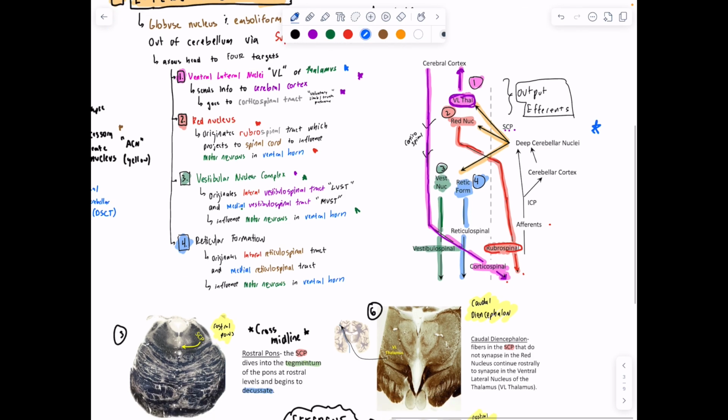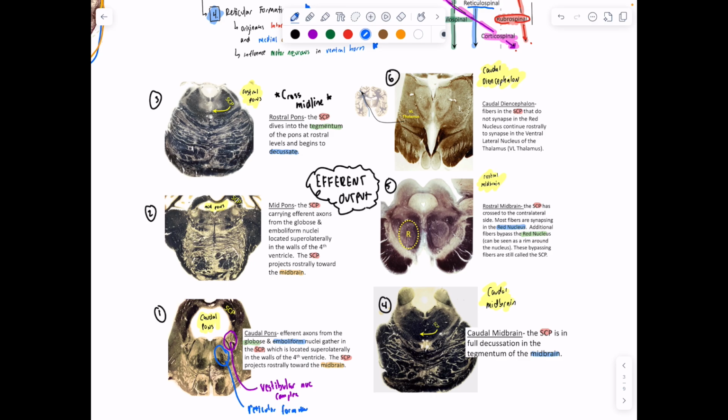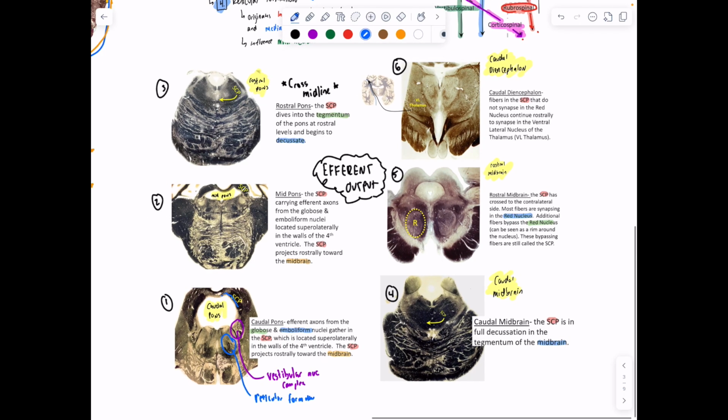And then the final target is the reticular formation, and this is going to give us the reticulospinal tract. And again, this is just influencing motor neurons in the ventral horn, but you have the lateral and medial reticulospinal tract, which we should learn about more in the next lab. All right, so then here's cross sections just showing this, right? We have our globose and emboliform nuclei. They're going to send out axons via the SCP, and they go to a variety of targets. So in the caudal pons, it's really just going to ascend via the SCP, but you also go to the vestibular nuclear complex or to the reticular formation, right?